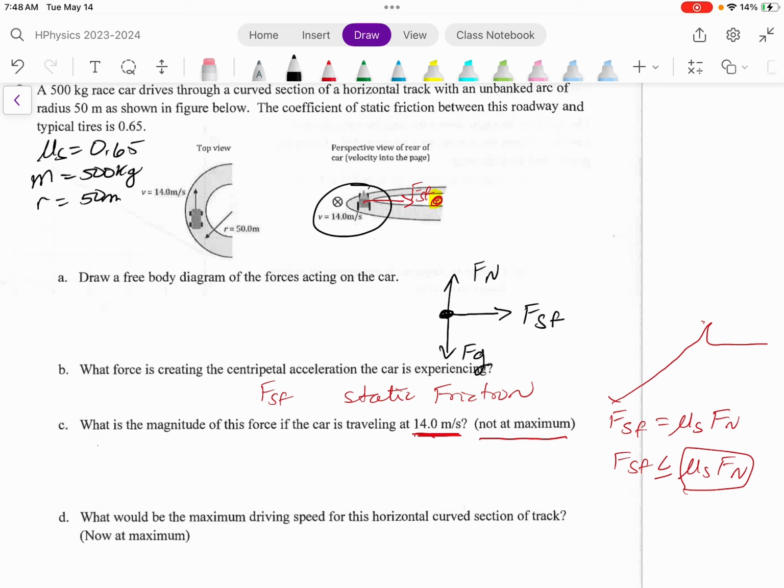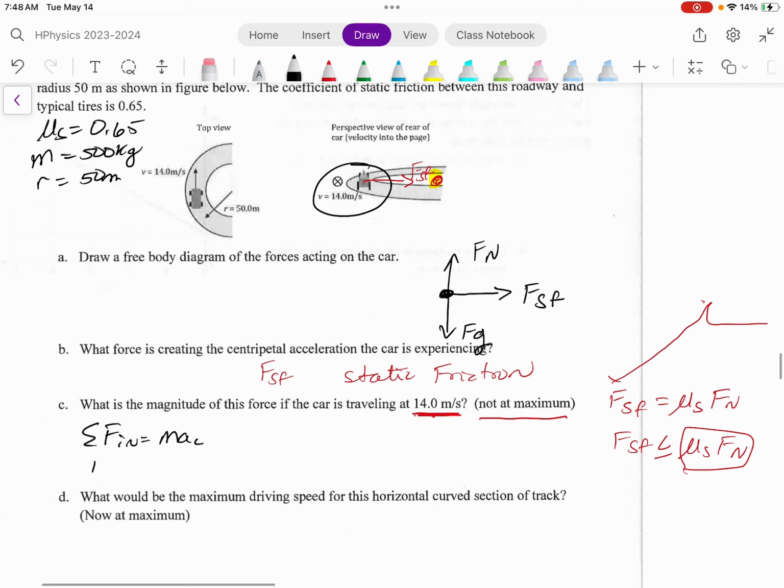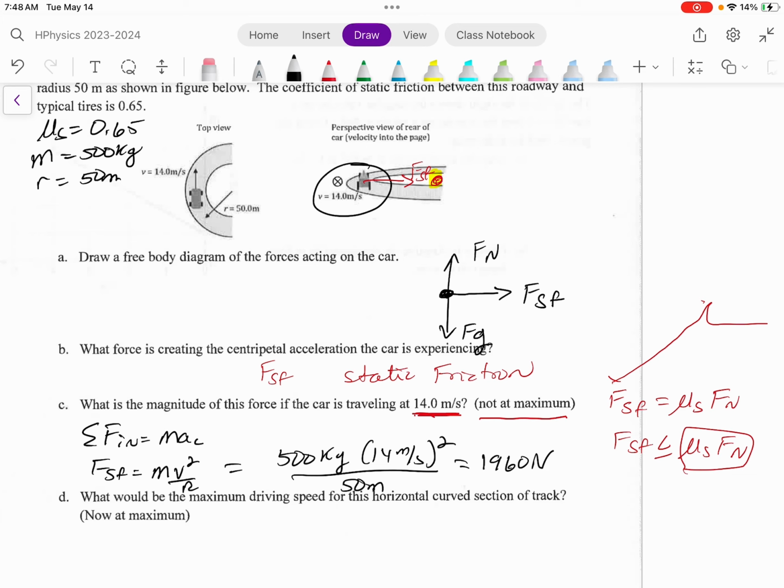So Newton's second law states the sum of forces inward is equal to m times the centripetal acceleration. Inward force is force of static friction. So that's the one we're looking for, mv squared over r. Well, we know the velocity that they're asking about, we know the mass, and we know r, so we can solve this way. 500 kilograms times 14 meters per second, don't forget to square it, divided by the radius, which was 50 meters. And then we know that that is 1960 newtons.